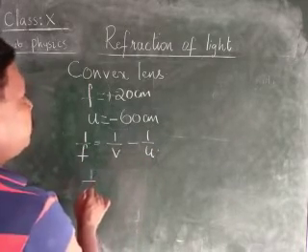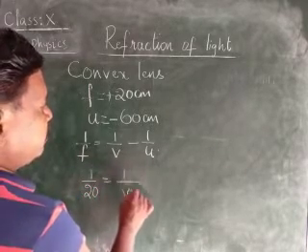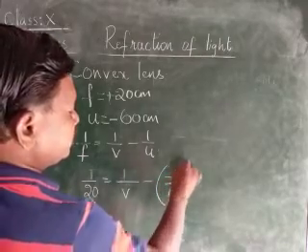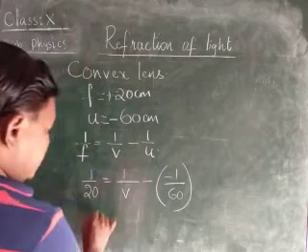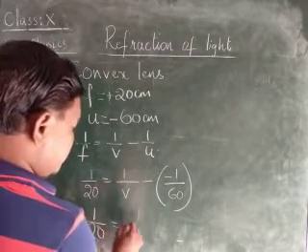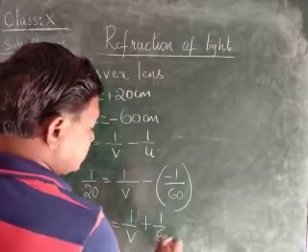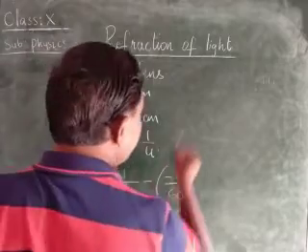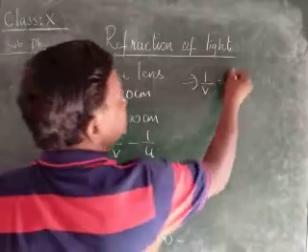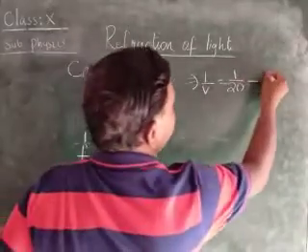1 by 20 is equal to 1 by v minus of minus 1 by 60. Now here, 1 by 20 is equal to 1 by v, minus into minus is plus 1 by 60. Therefore 1 by v is equal to 1 by 20 as it is, plus 1 by 60 moving that side, minus 1 by 60.